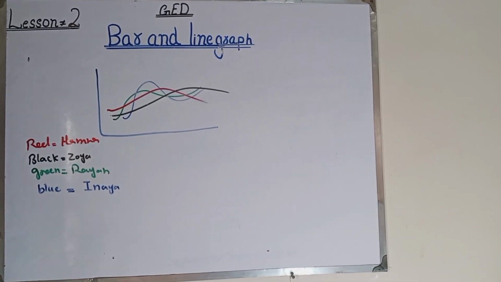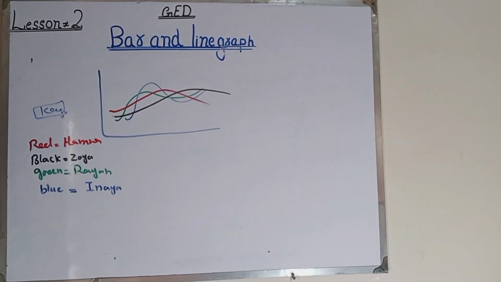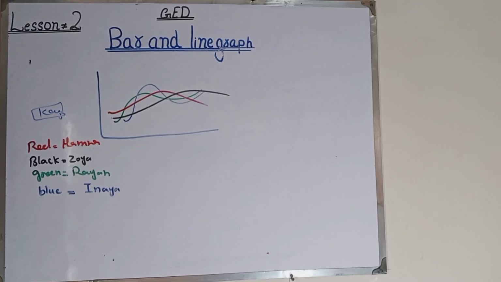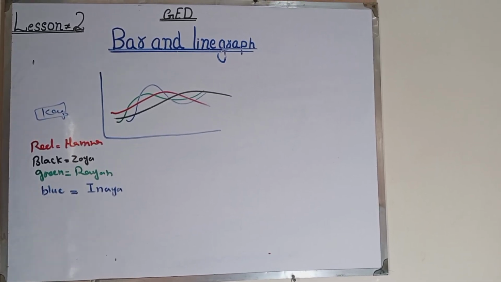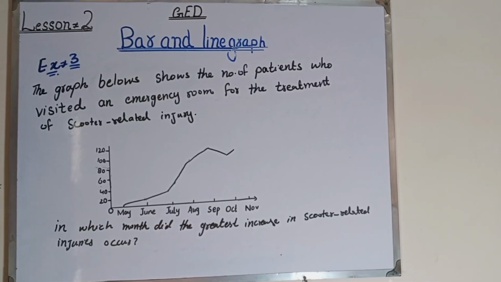So this is a key, in which different colors show different persons or different groups, explained using a key. As I show you this key, this helps us compare performance easily. Next, example number 3, to explain the line graph.